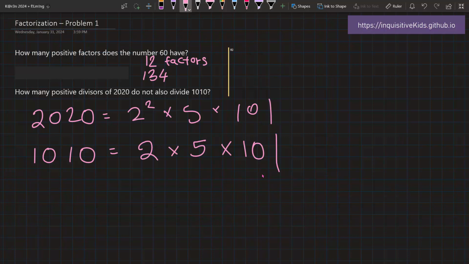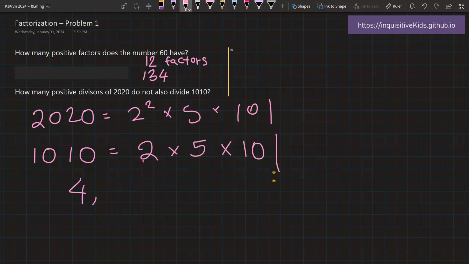So the numbers that we are looking at here either have to be greater than 1010, or they have to not include any of these. So one way we could do it is have it have more than 2, right? The only difference we see here is that 2020 has an extra 2. So therefore, 4 would be one factor that 2020 has, but 1010 does not.